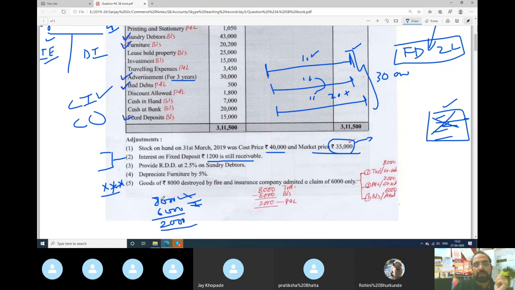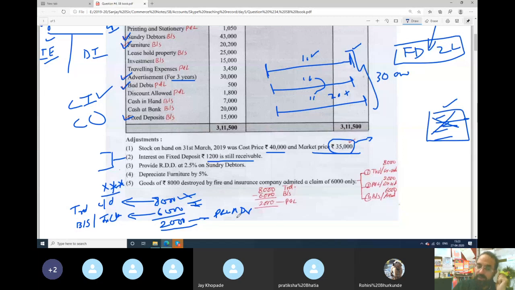Now how we will do? See this 8,000 rupees, these goods destroyed by fire, will go to trading account credit side. The 6,000 rupees you got from insurance, when you got from insurance means you received it, it will go to balance sheet as insurance claim, 6,000 rupees. And 2,000 you made a loss, and we know where all losses go. It will go to profit and loss account, debit side. Okay. So this is how it is.